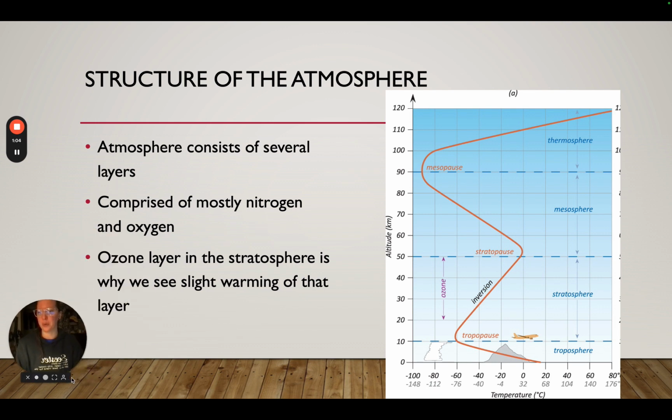Starting off actually with talking about just the overall structure of the atmosphere. So this is kind of my bread and butter. I am an atmospheric scientist by trade, so this is something that is very concerning to me. What we're looking at here, this graph on the right-hand side, is the relative temperature of the atmosphere as we go up, with temperature on the x-axis and altitude on the y-axis.